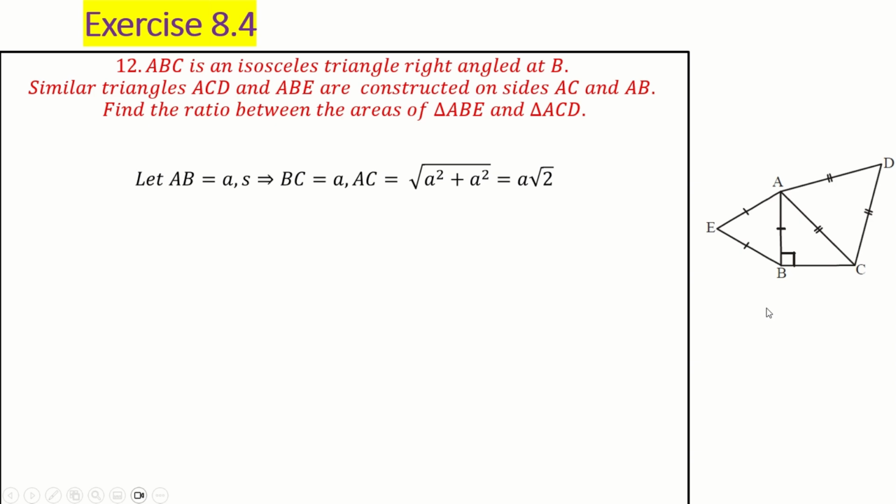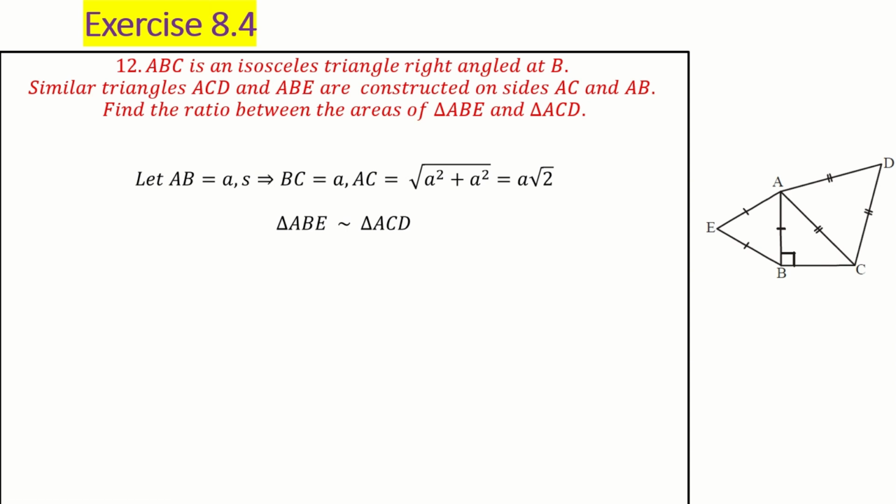So AB equals A, I think this S is wrong. AB equals A. This implies BC is also A because it's an isosceles triangle. AC equals square root of A square plus A square, which is A root 2. Now this is the first step.